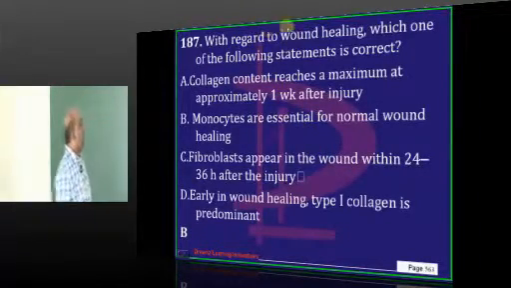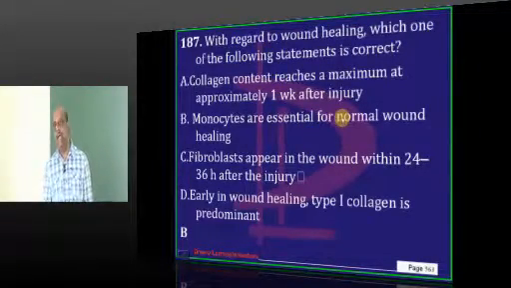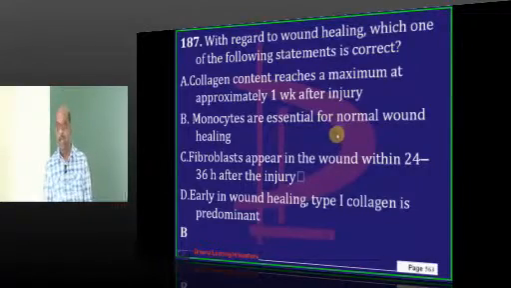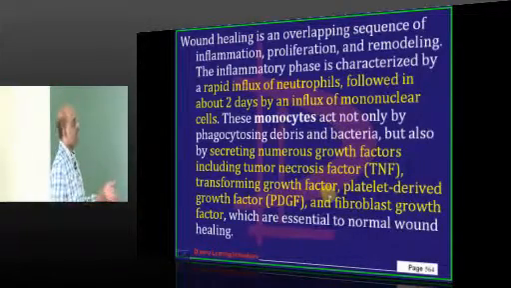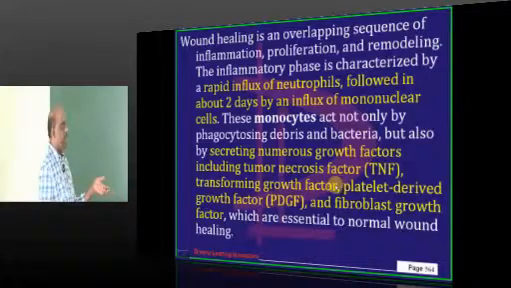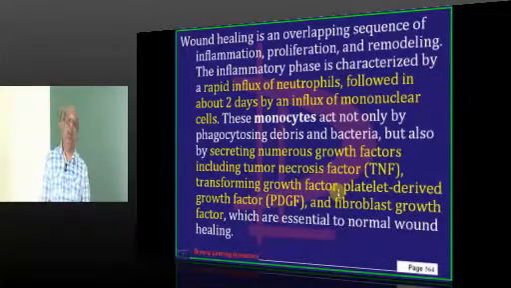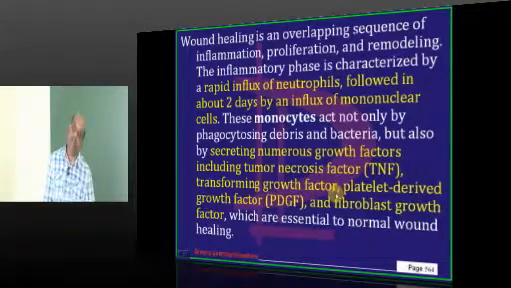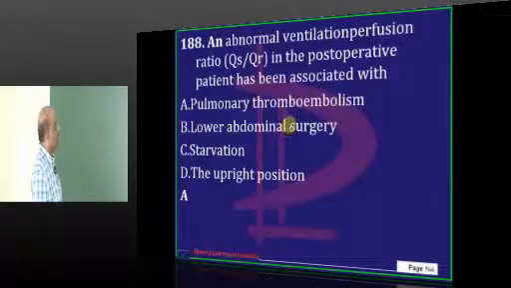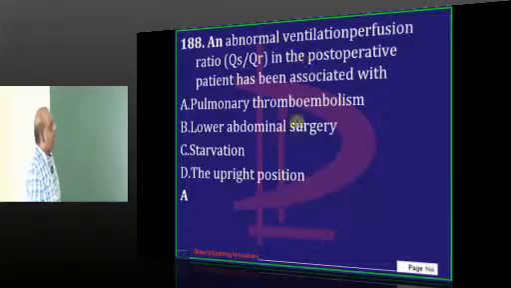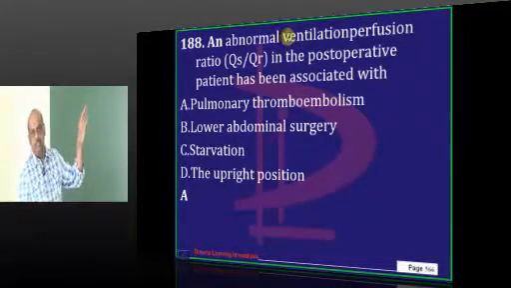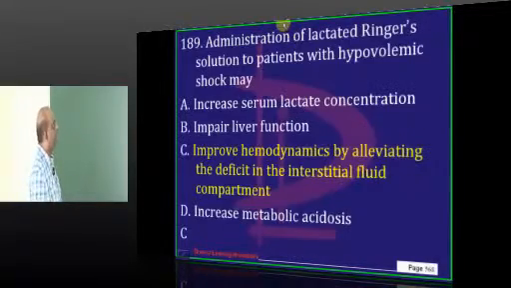Now coming to wound healing, monocytes are very important for wound healing. Why? Because monocytes produce PDGF, TNF, fibroblast growth factor. All of them are produced basically by monocytes, hence they are very important for the healing of the wound. Then pulmonary embolism can lead to VQ mismatch.